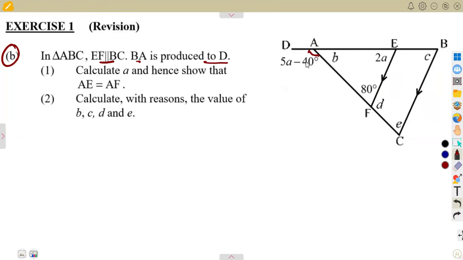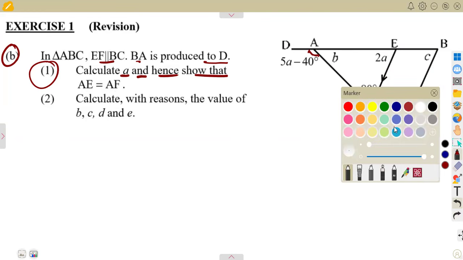It is the exterior angle of the bigger triangle, and also of the smaller triangle. They are going to have the same properties. Question 1: Calculate A and hence show that AE is equal to AF. So the first question is to calculate A. You see our theorems, they keep on haunting us always.